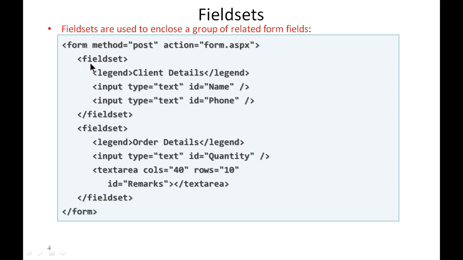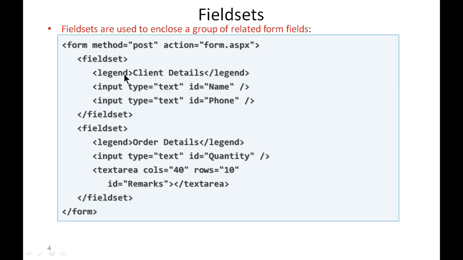Okay, field set. Now here are the field sets which we are going to see. Field set means a group of related form fields. So field set tag opening, then here is one tag, legend, client details. So this legend is nothing but a name given to the field set. So this field set has the client details in it. Legend is nothing but the containment of this field set, what data the field set contains.